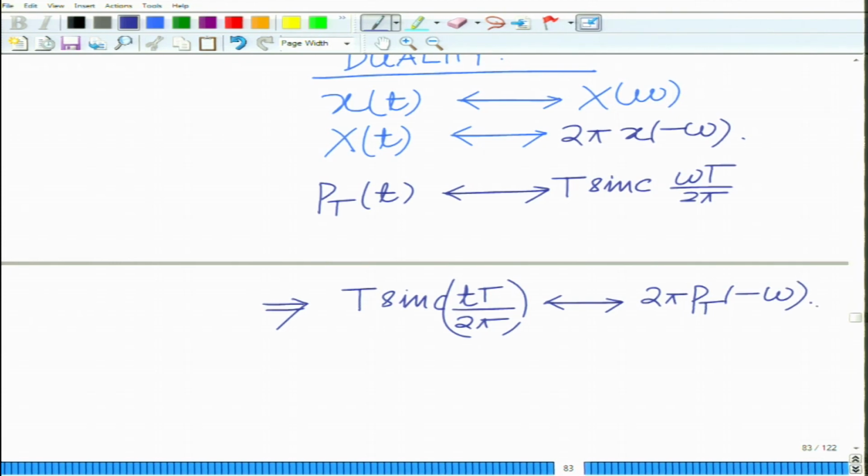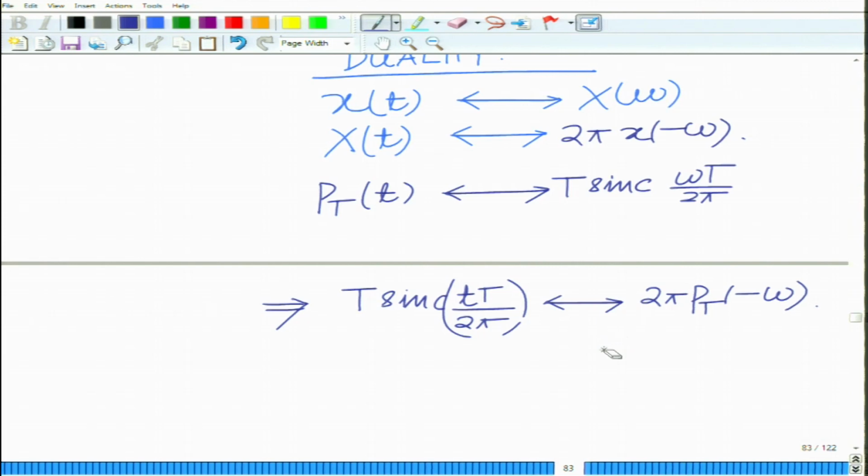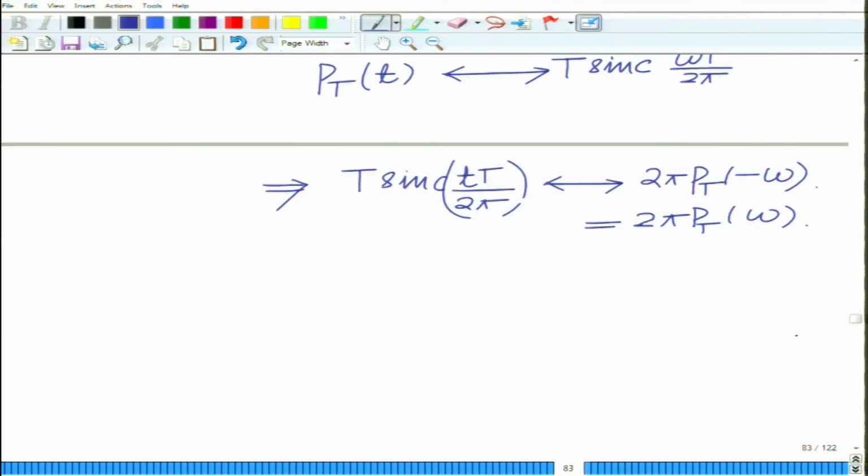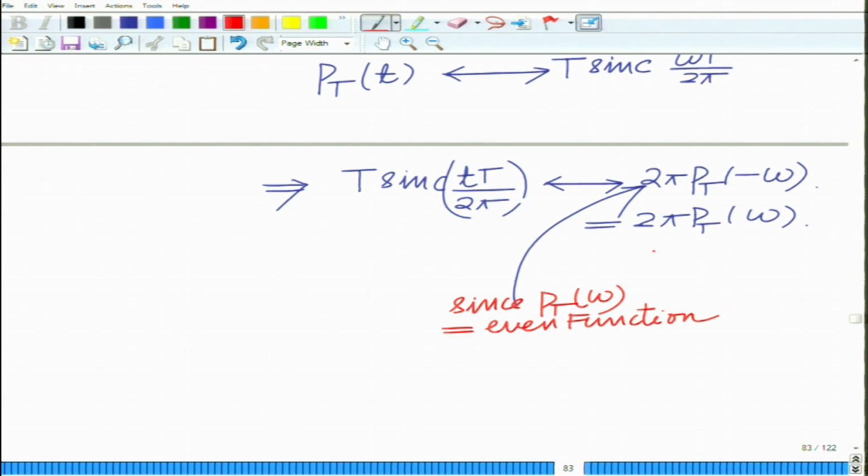Now, look at this, the pulse is an even function, correct. We have seen that the pulse is centered at 0 and it is symmetric about 0. So, p_t(minus omega) is the same as p_t(omega). So, this is equal to 2 pi p_t(omega), since the square pulse is an even function, okay.